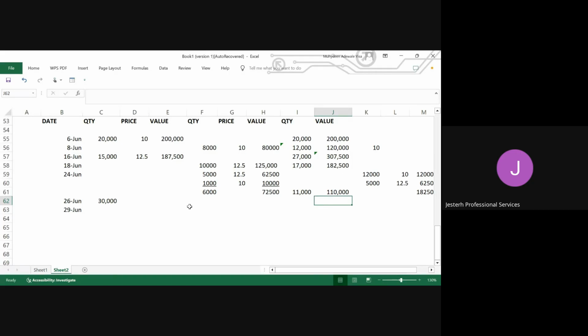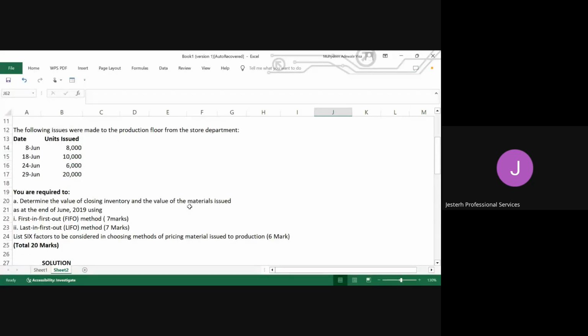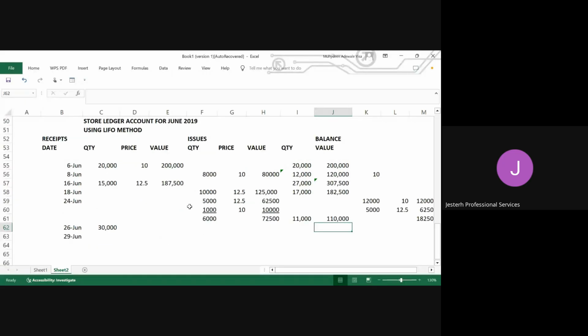Now, on the 26th, let's check the question. On the 26th, they decided to purchase 30,000 at the rate of 15 naira per unit. You can see it here because I've decided to bring all the total units they purchased. Now, at what rate? 15 naira. Then what is the total value? This one multiplied by each unit.